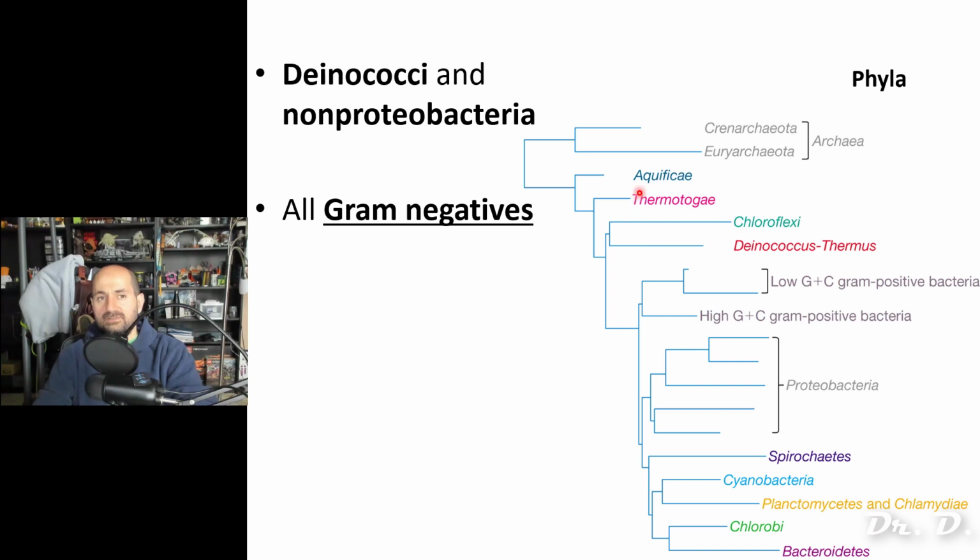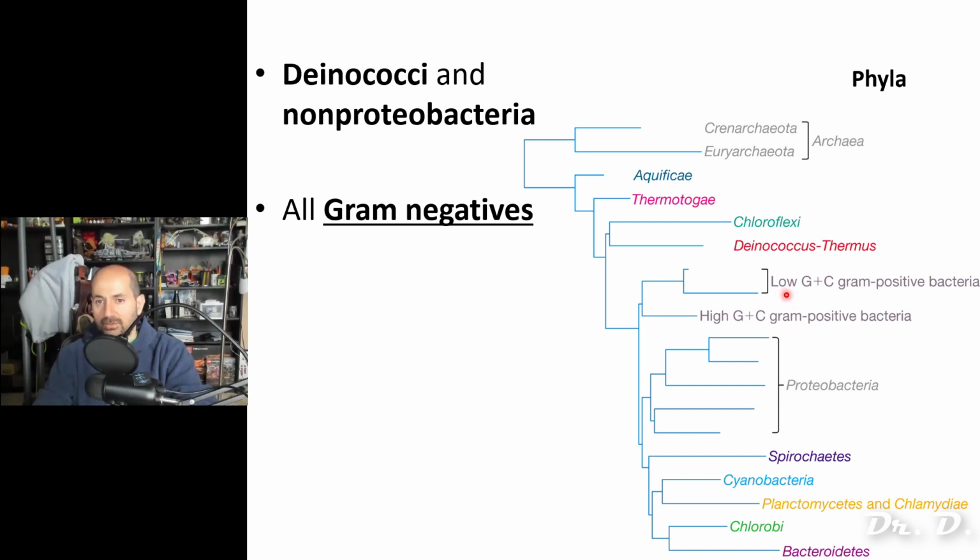These are known as the gram-negative non-Proteobacteria, right? You see this? These are the gram-negatives that are in color right here. These are phyla of gram-negatives. In fact, the Proteobacteria are also gram-negatives, but we're not talking about them yet. The only two phyla of bacteria that are not gram-negative are these two.